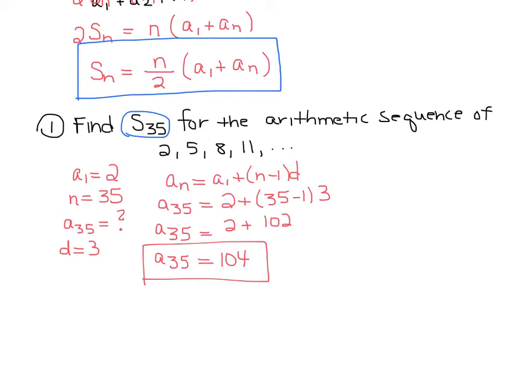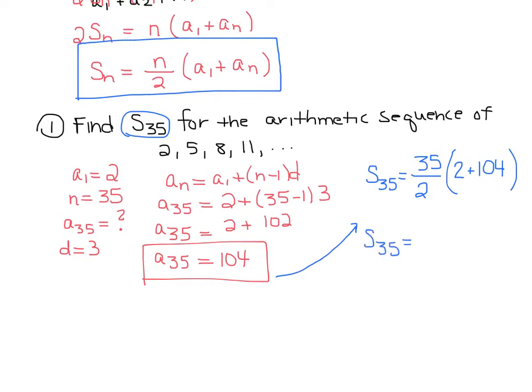Well, we have everything we now need. So using this, I'm going to use my new formula. S sub 35 is equal to our n of 35, since we have 35 terms, over 2 times the quantity of our first term, 2, plus our 35th term, our last term, of 104. Putting that together, we get S sub 35 equals 35 halves times 106, which gives us 1,855. Much quicker than finding out those 35 terms and then adding them all up.